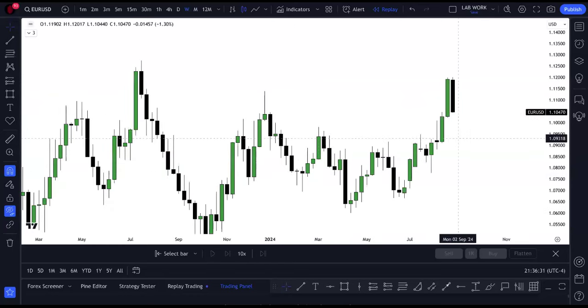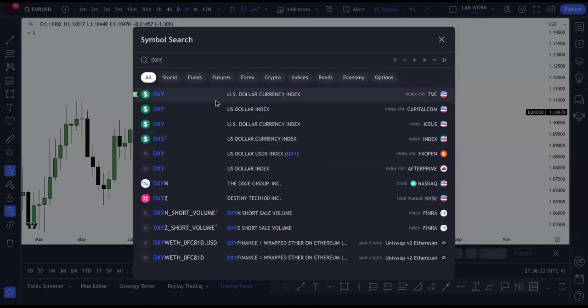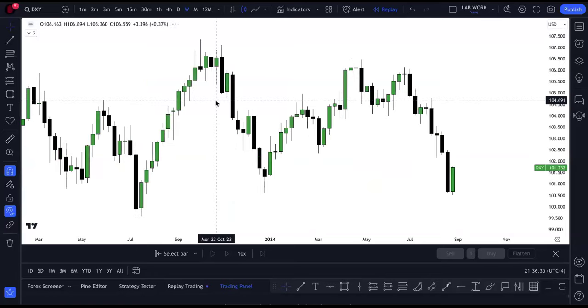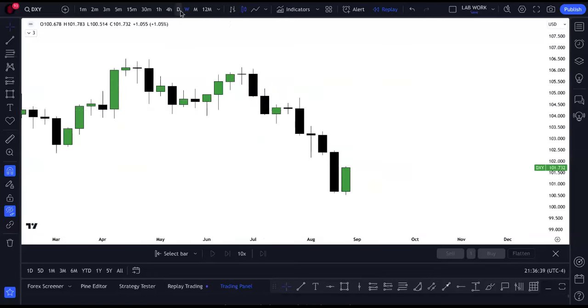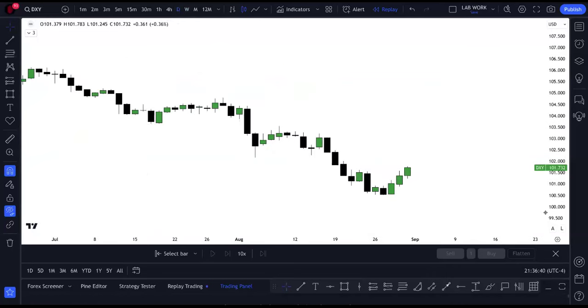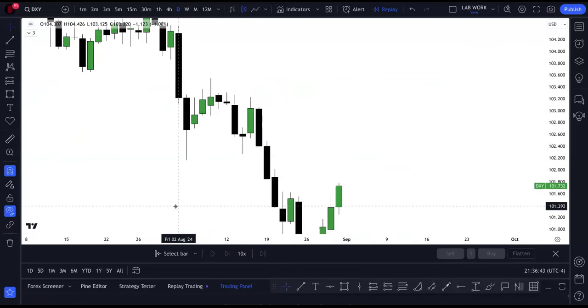All right, let's go to the DXY. Everything we just talked about, take that and just flip it in reverse. Take the same idea and flip it to the other side. Let's look at August for the DXY. So these are inversely correlated.